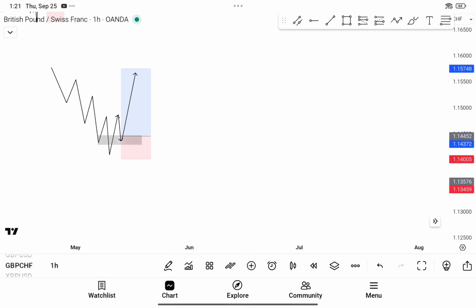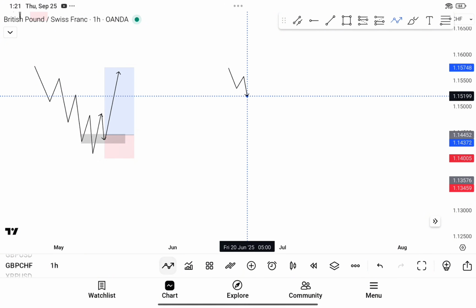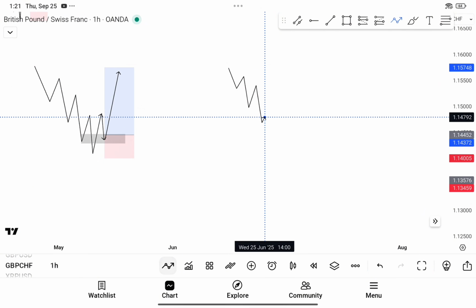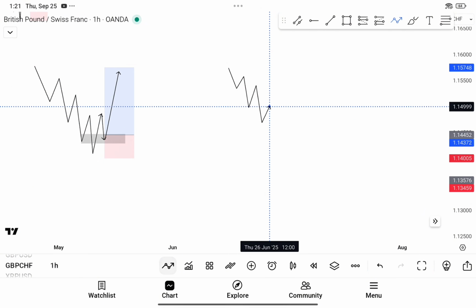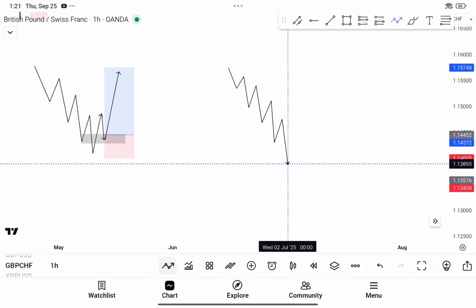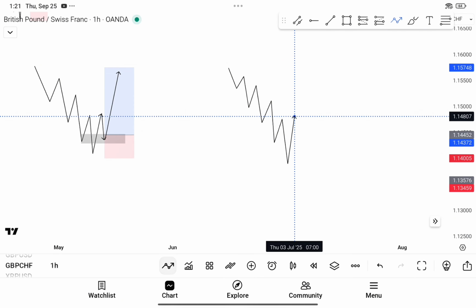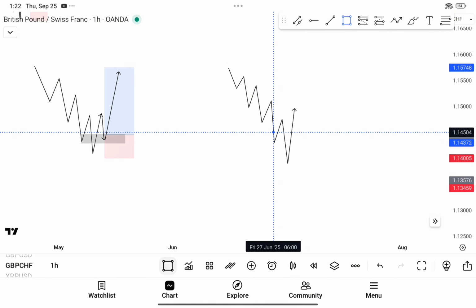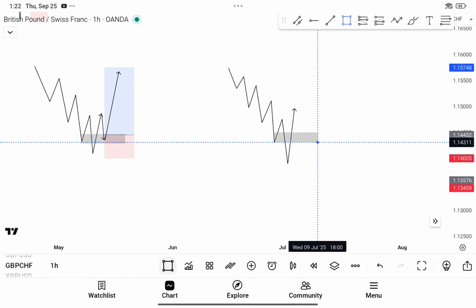Let me give you another example. We have price approaching the downside, creating lower lows and lower highs, just like this. So price broke this order block and came back into that zone. We'll map it as our block.